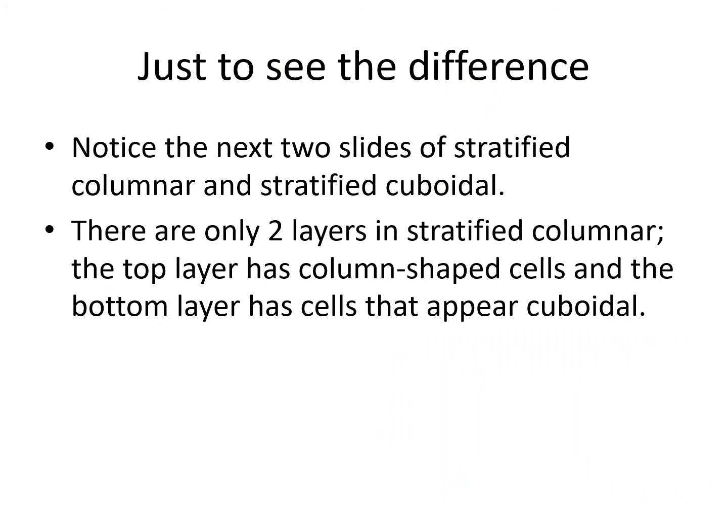All right, these next two I'm just showing you for fun. I just want to show you these so that you know that there are other tissues that we're not learning and to help you distinguish them from ones that we are learning. The next two slides are stratified columnar and stratified cuboidal. There's only 2 layers in each of these. They're very simply stratified by having only 2 cell layers. So let's take a look.